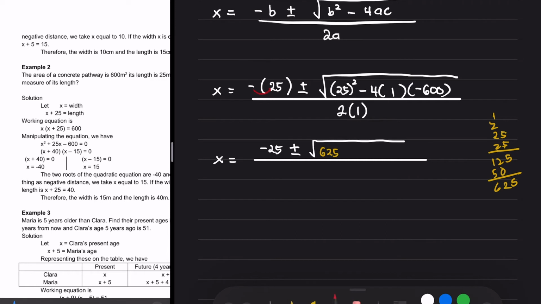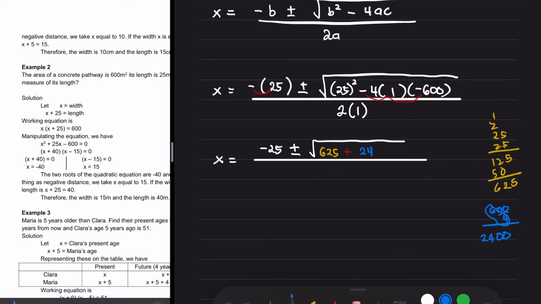Next, negative times positive. Negative times negative, that's positive. Next. 4 times 1, that is 4. Times 600. So, 600 times 4. Pag ganito, madali lang mag-multiply kapag ang nag-end sila sa 0. Multiply mo lang itong dalawa. 6 times 4, 24. Right? And then, dalawa yung 0 doon. Kaya, maglalagay lang ako ng dalawang 0 sa dulo.